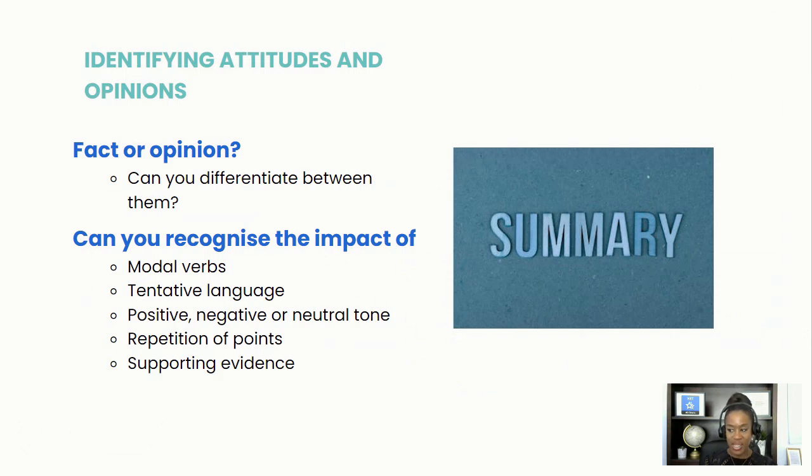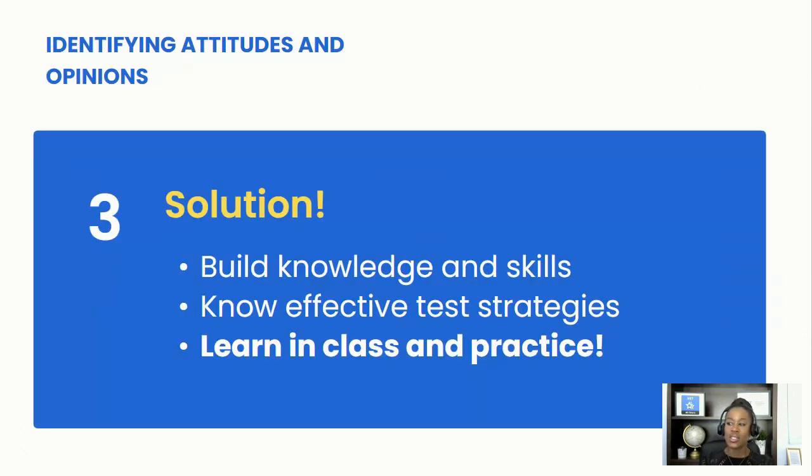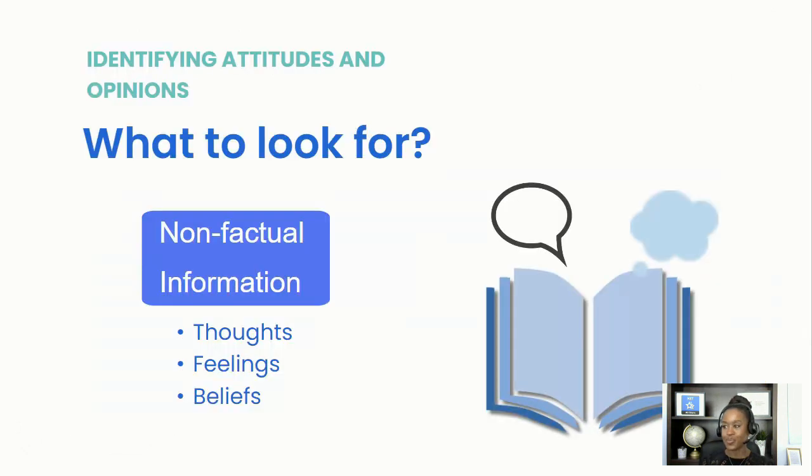It's also important to be able to notice whether the tone of the writer is positive, negative, or neutral. You'll need to be able to recognize when certain points the writer makes are getting repeated and why they might be doing that. And also to notice when they are presenting evidence to support a point they've made and why they're doing that. So, the solution to all of this is to give yourself time to build knowledge and skills, know some effective test strategies, and have some classes to learn these things, and then go home and practice.